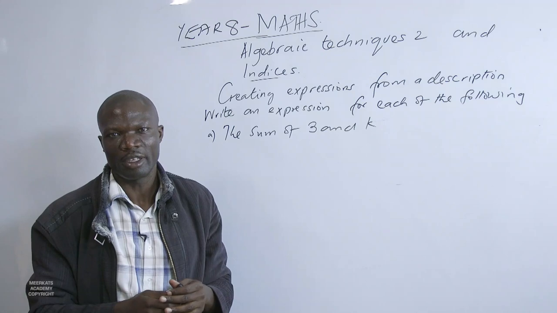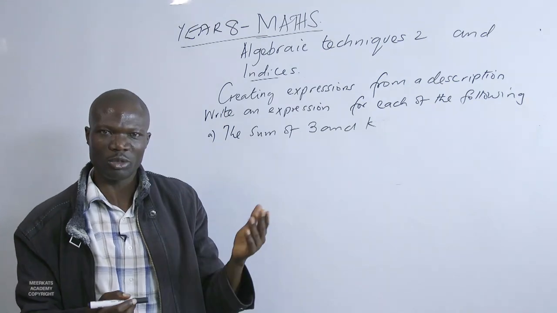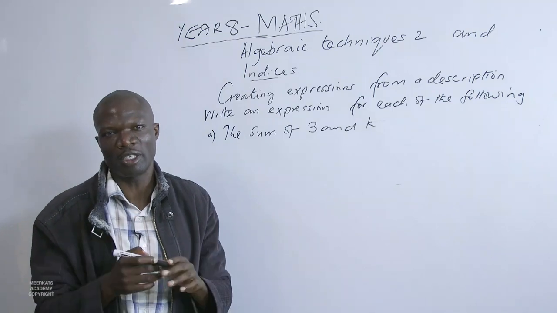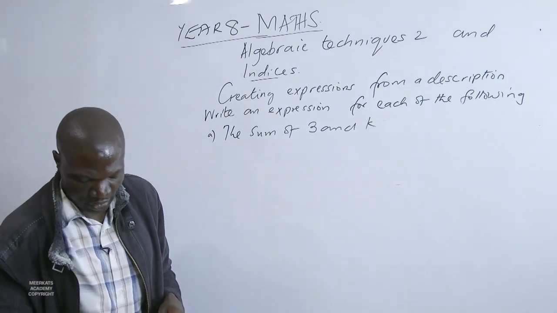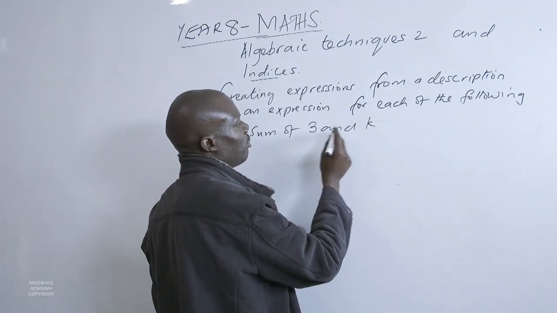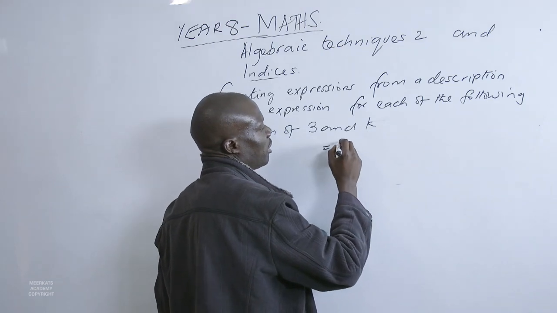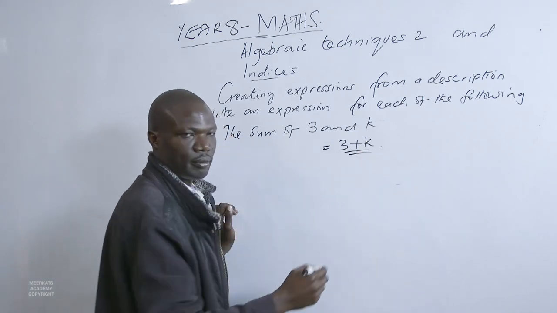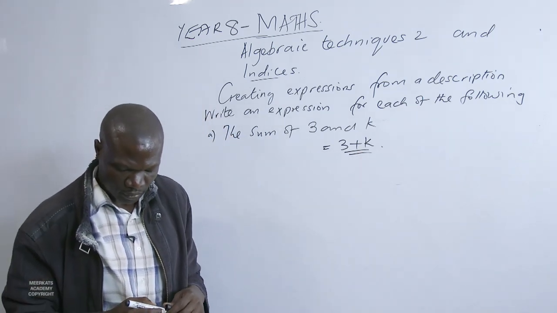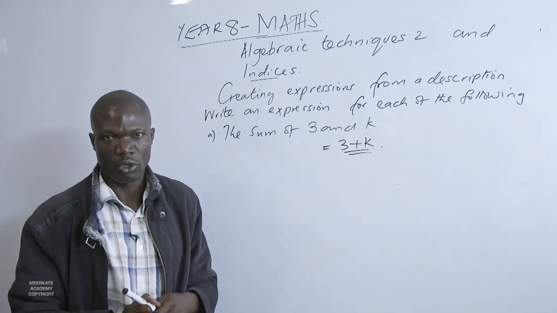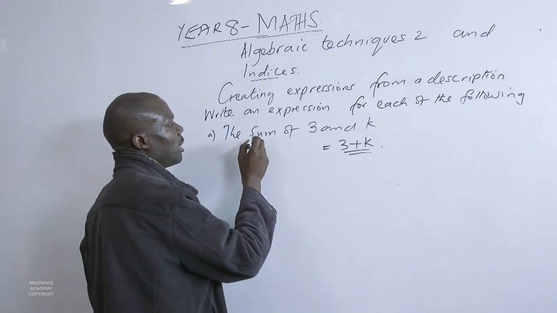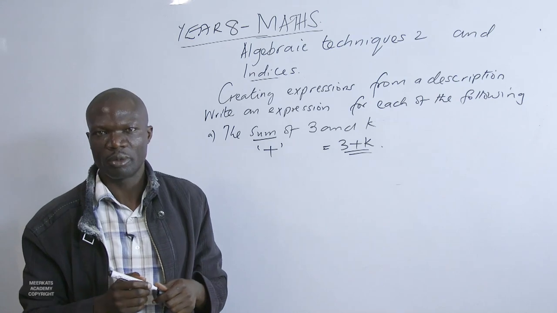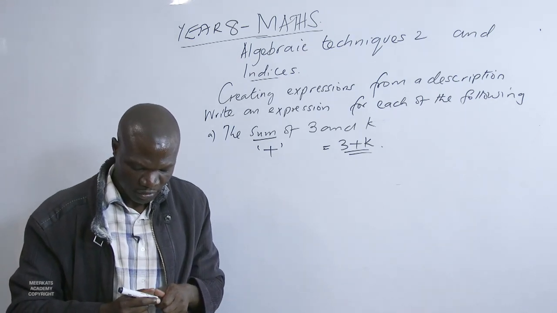And k, the sum of 3 and k. As we saw earlier, the sum of a and b is the same as a plus b. So for this particular case, the sum of 3 and k will be 3 plus k. So the word sum simply means plus. Sum means plus.